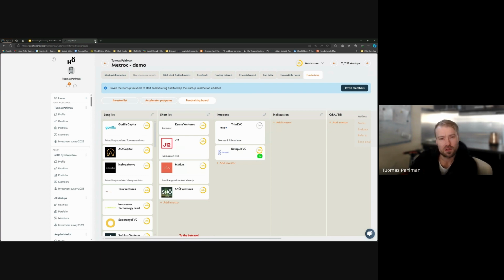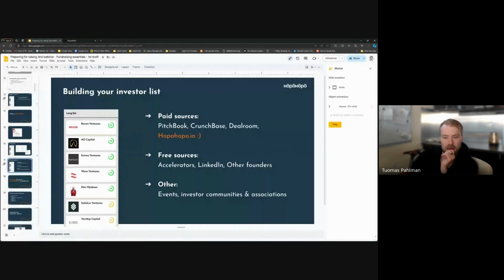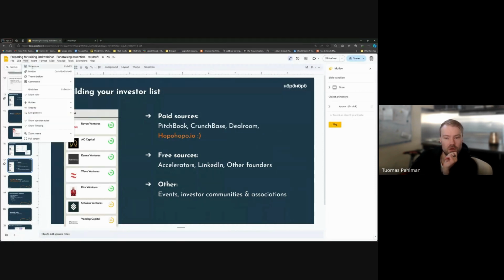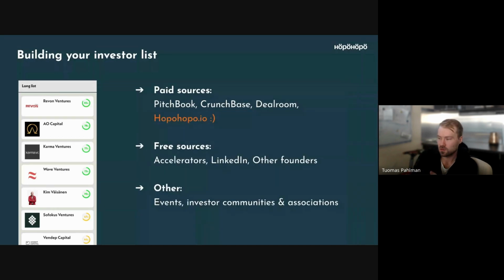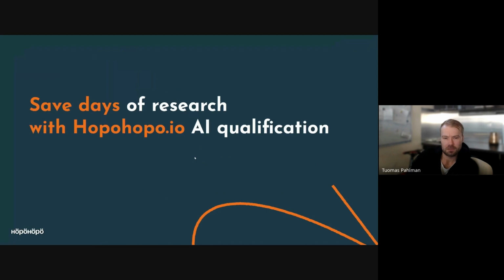But that's basically what you can do on our platform for building your list and keeping the whole process organized. But let's go back to the presentation. So these are sources for it, and naturally you can use our platform, but you might know other sources better yourself. You have your own network, so use all the ways that you can to source investors. The longer the list, the better. And yeah, that was it.